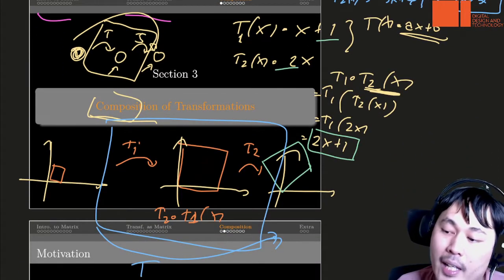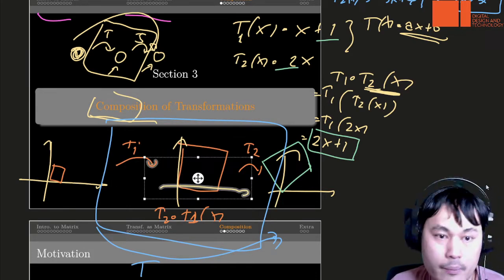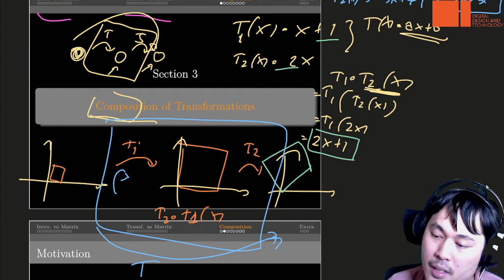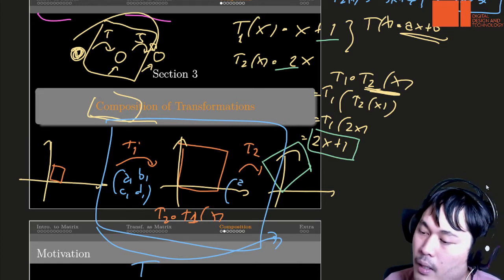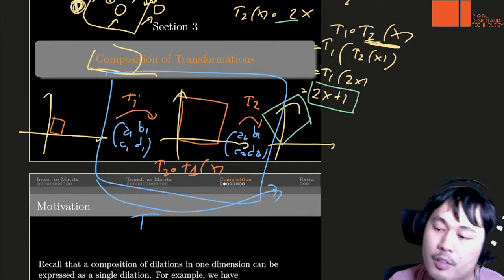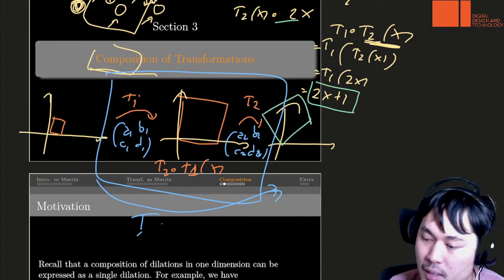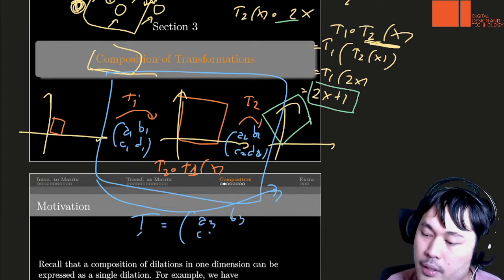Similarly, if you can explain each transformation using a matrix, maybe let's say this is the first matrix, A1, B1, C1, D1, and there's a second matrix, A2, B2, C2, D2, then the result after we perform these two operations is a new matrix. Let's say A3, B3, C3, D3.